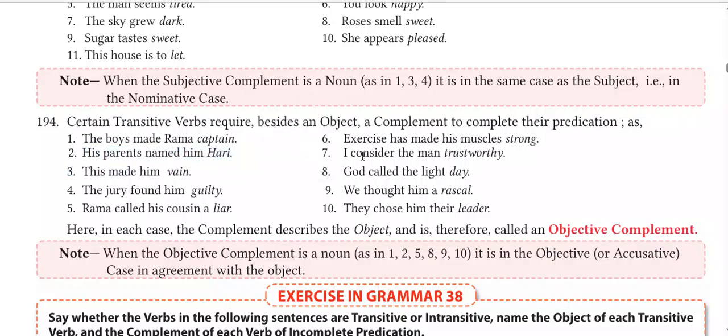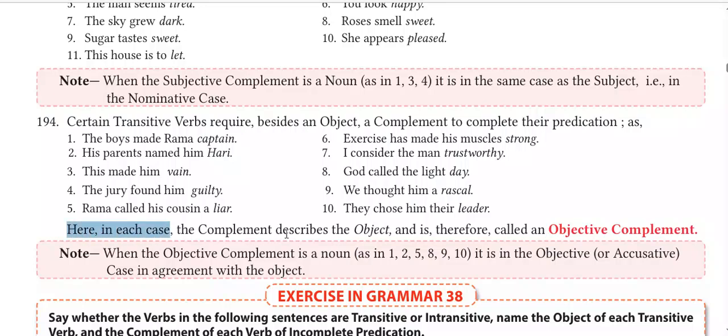Now see, I consider the man trustworthy. God called the light day. We thought him a rascal. They chose him their leader. So it means that they need something to be added after their object.